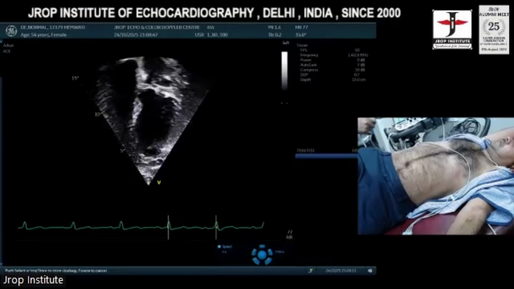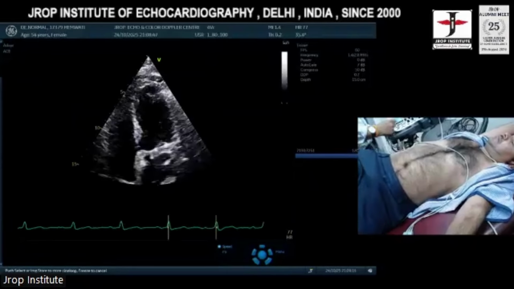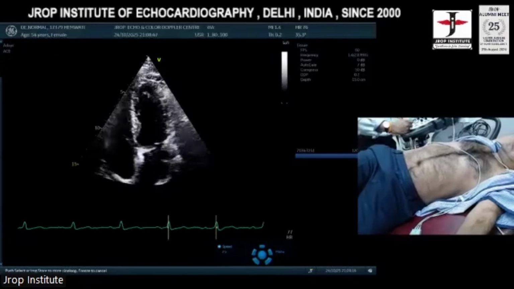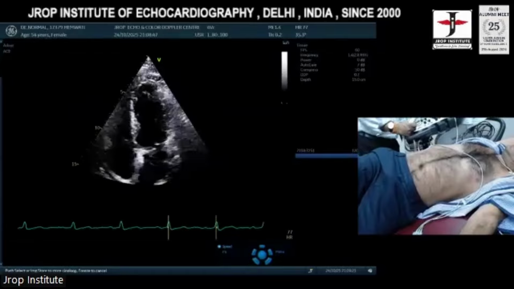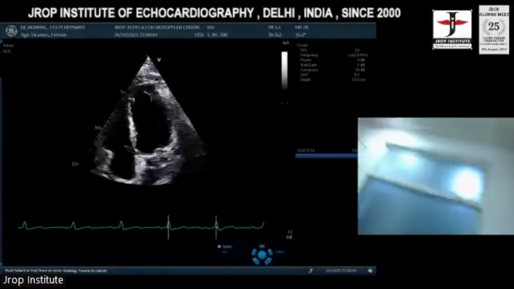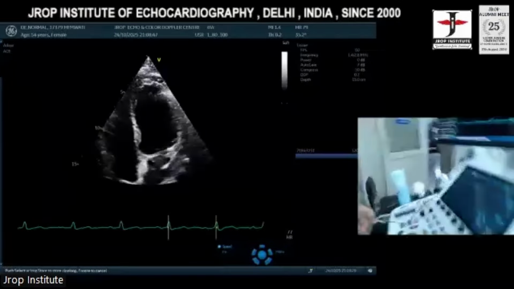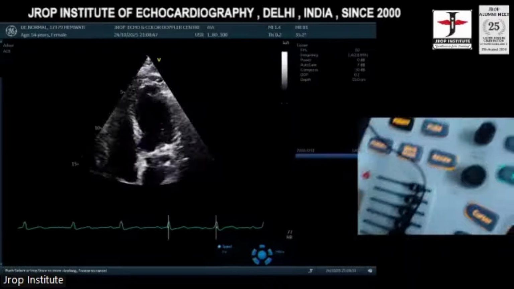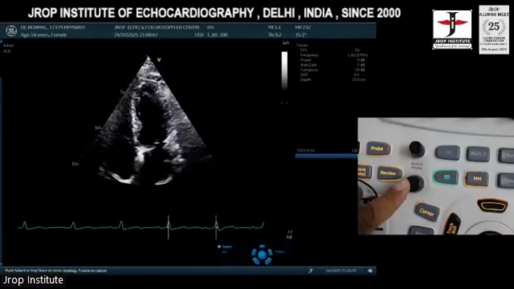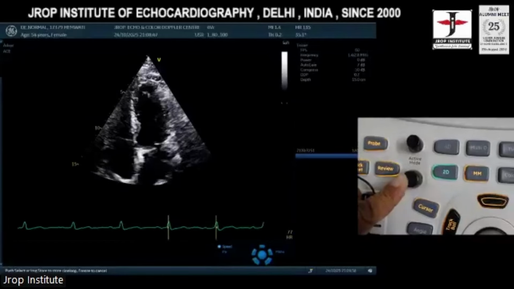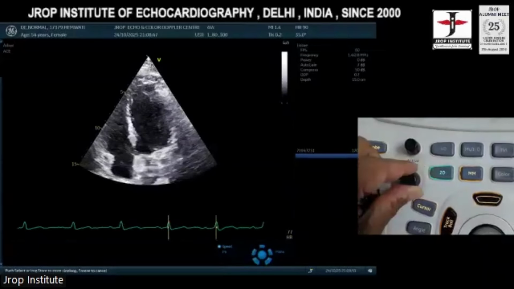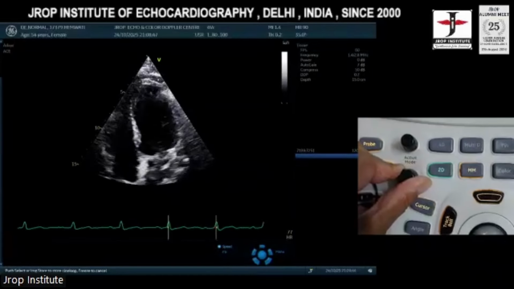How do you adjust the grayscale in every view? Let me show you how to adjust the grayscale. Look, there are two knobs over here. One is color mode, the second is 2D mode. So I'm increasing the gain in 2D mode. Reduce it, and optimize your gain scales.